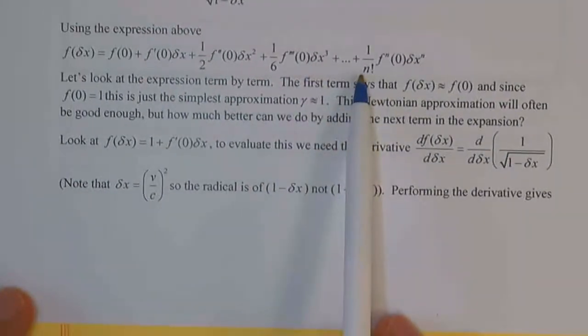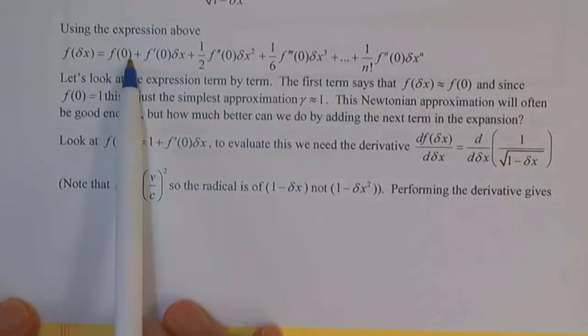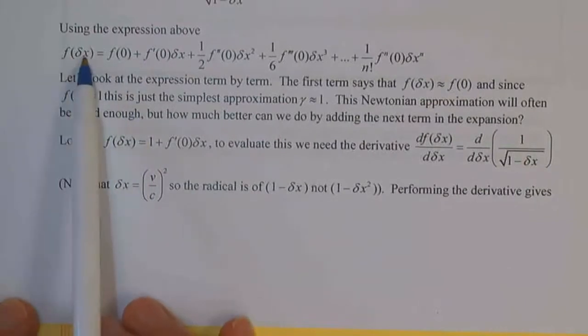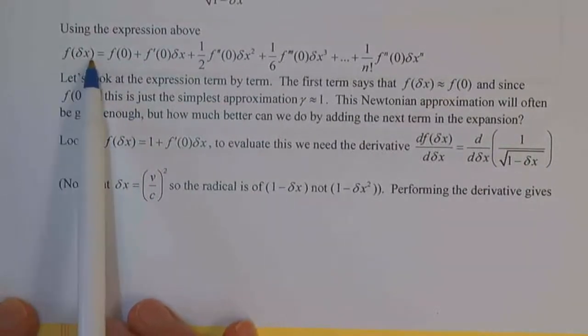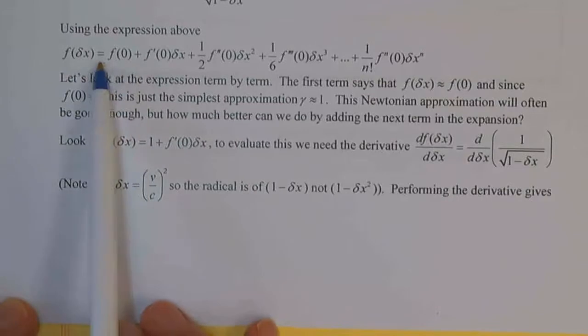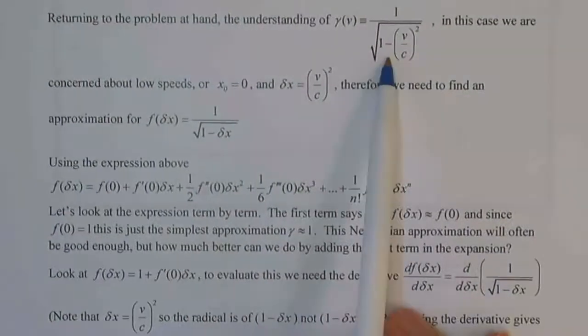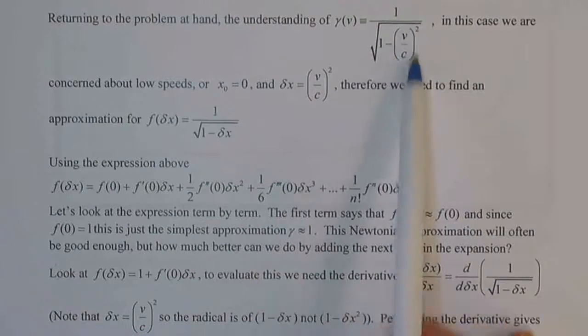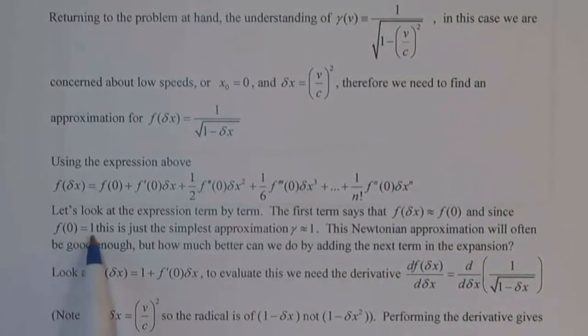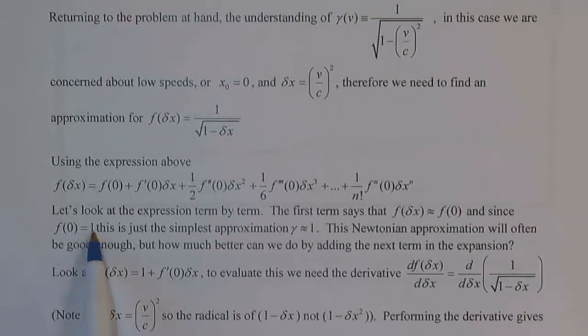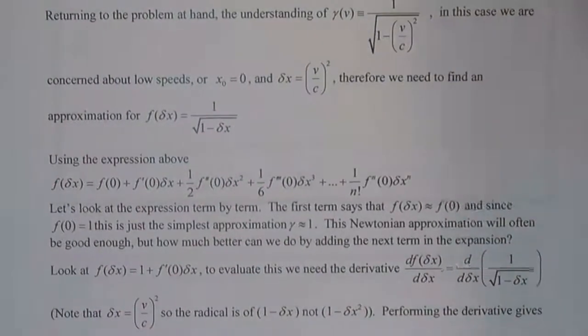So term by term, it says my first term is that when I have low velocities, I'm near the velocity 0, then I will just put f of 0. And so if we look at our expression, putting 0 in here, we get f of 0 is equal to 1. So our simplest approximation is just a pure Newtonian value. Gamma is approximately 1. So this is good enough for lots and lots of things.